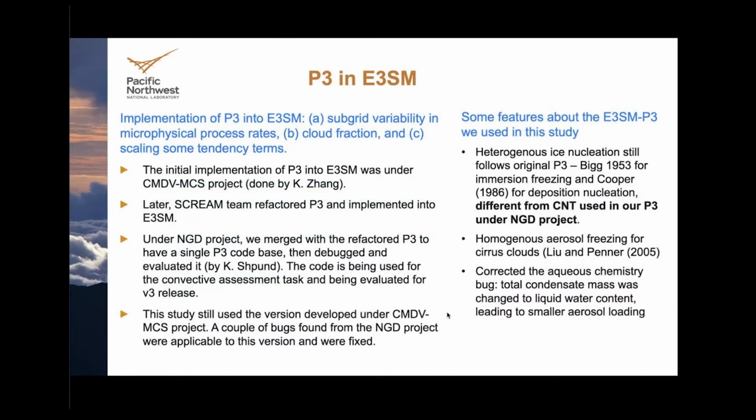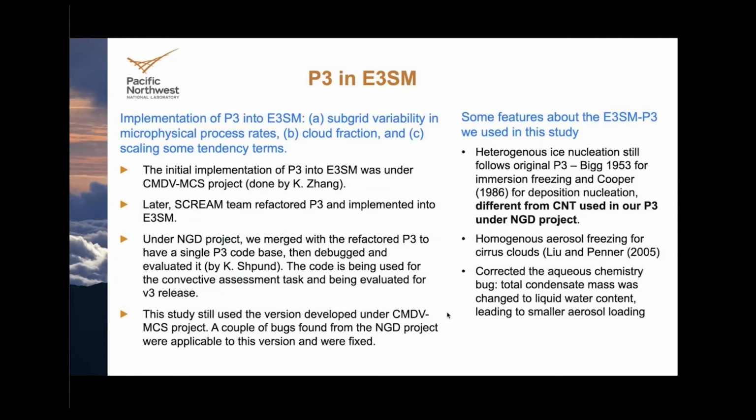Implementation of P3 in E3SM requires a few significant changes because P3 was originally developed for high resolution at the CPM, CRM scale. In order to make it work for E3SM, we need to add subgrid variability in the microphysical process rates, and scale some tendency terms, because the time integration in the global model is much longer than at the CPM scale.